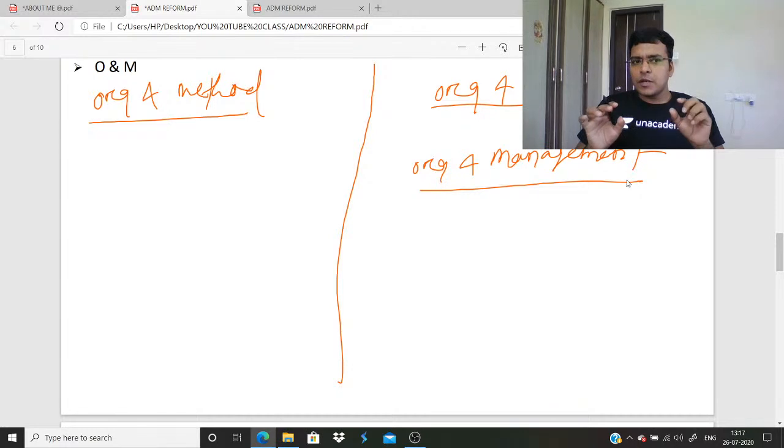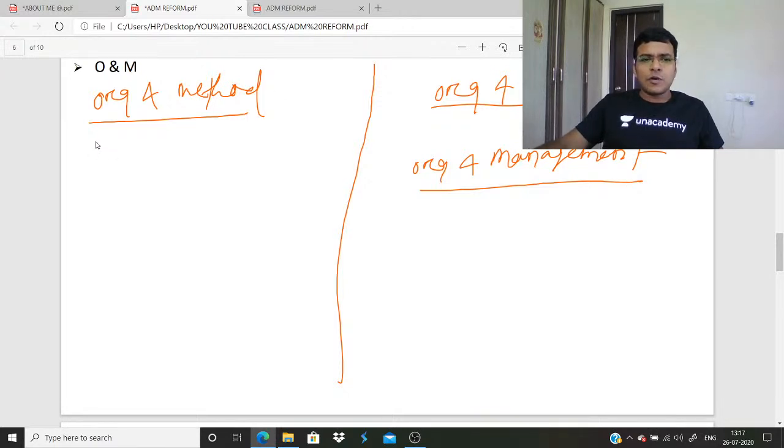Listen to the difference between change and reform. Administrative change may be positive, may be negative, but administrative reform is always positive. So when you use the word administrative reform, it is always used in a positive sense. So these are some techniques to bring reform in administration to increase the efficiency of administration.